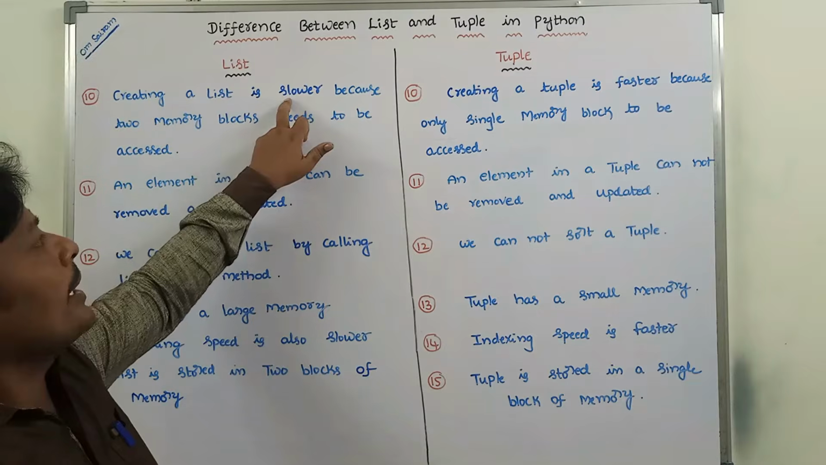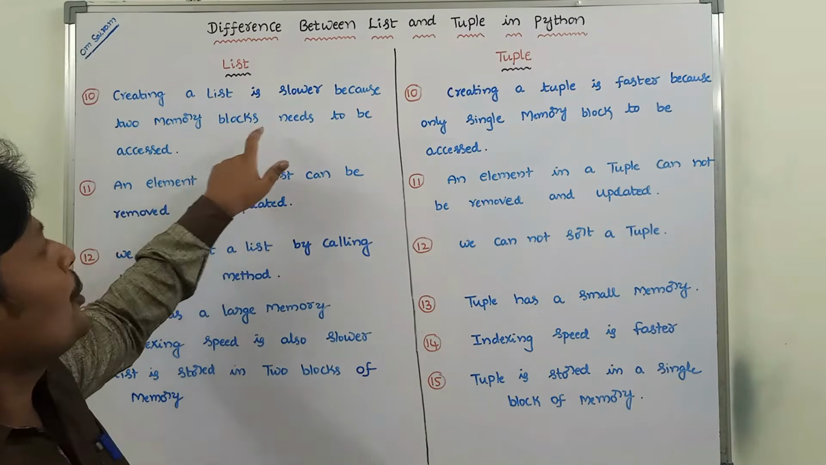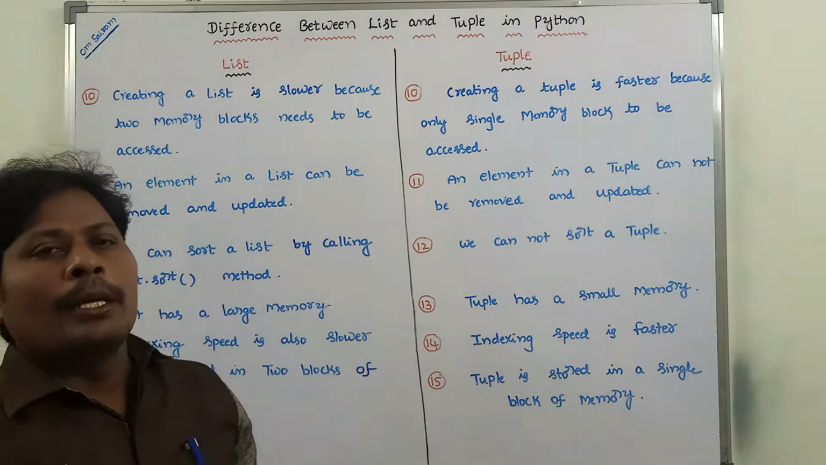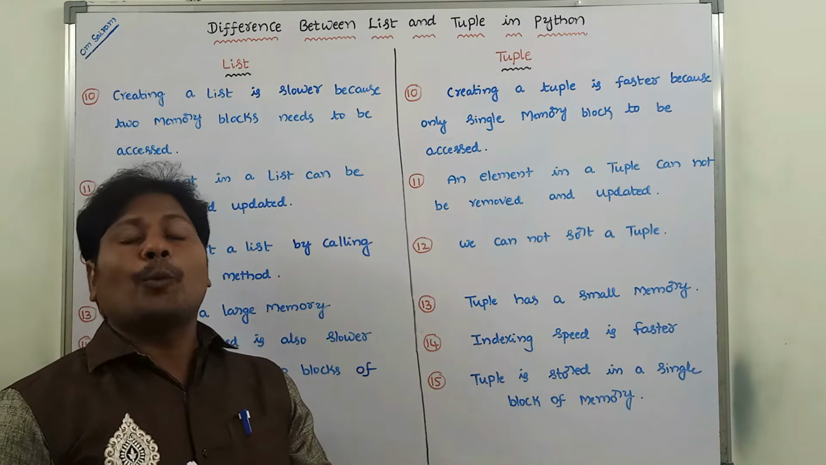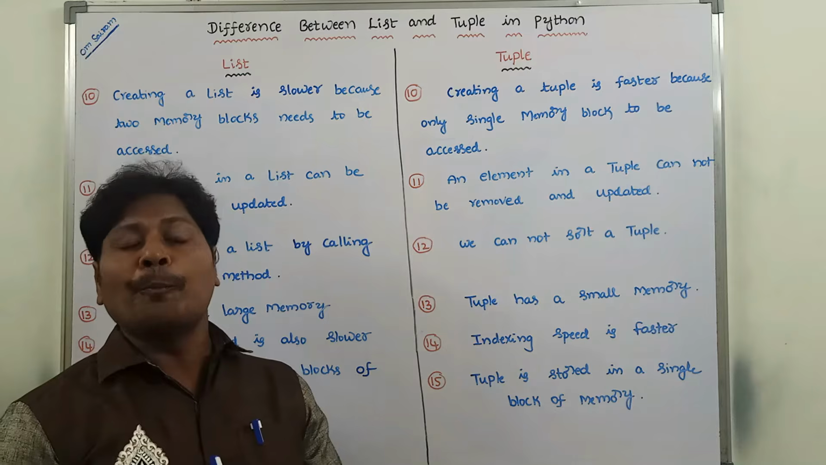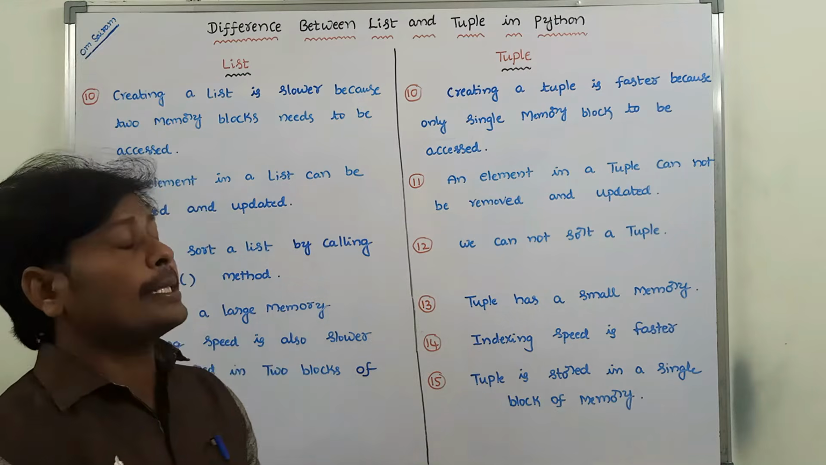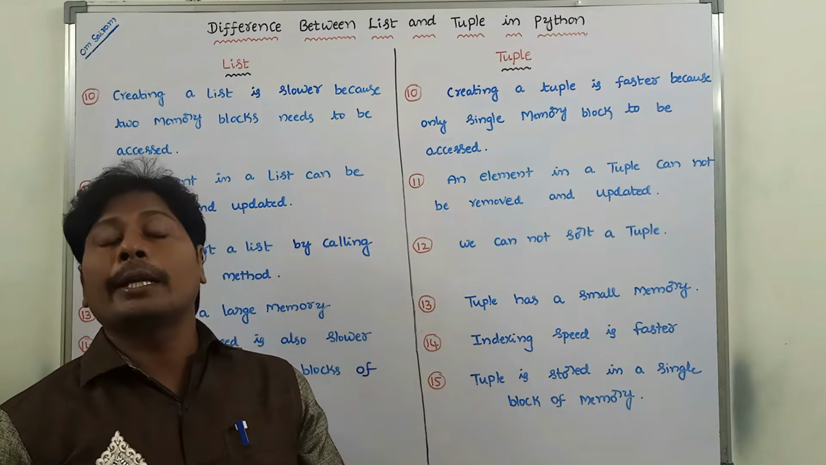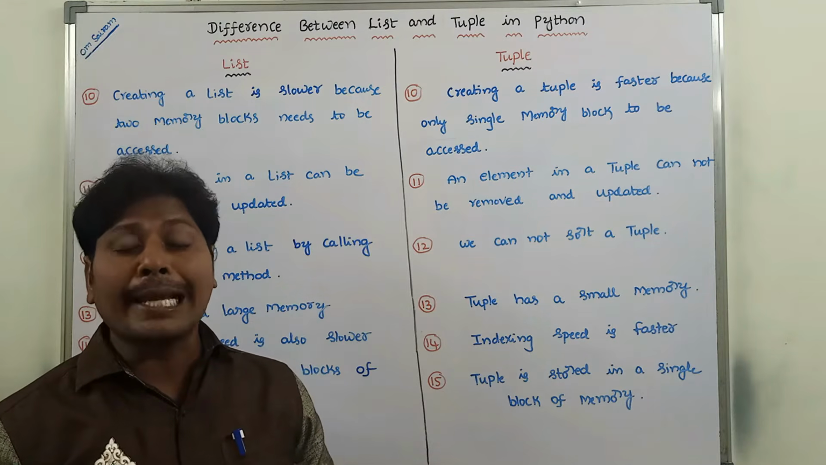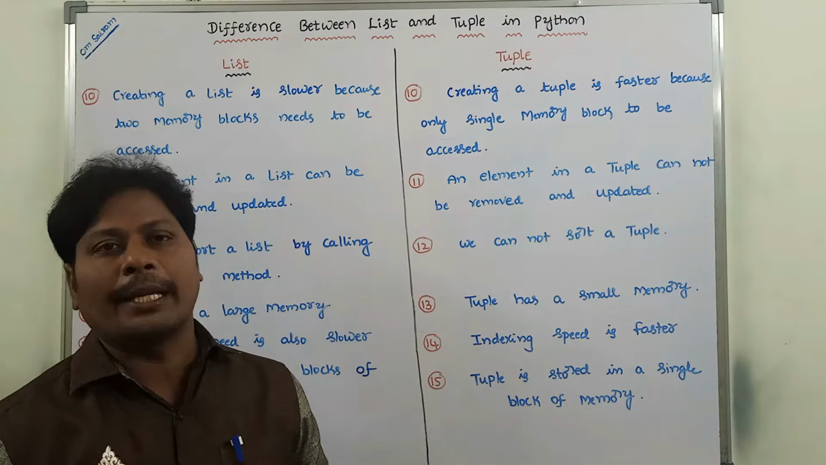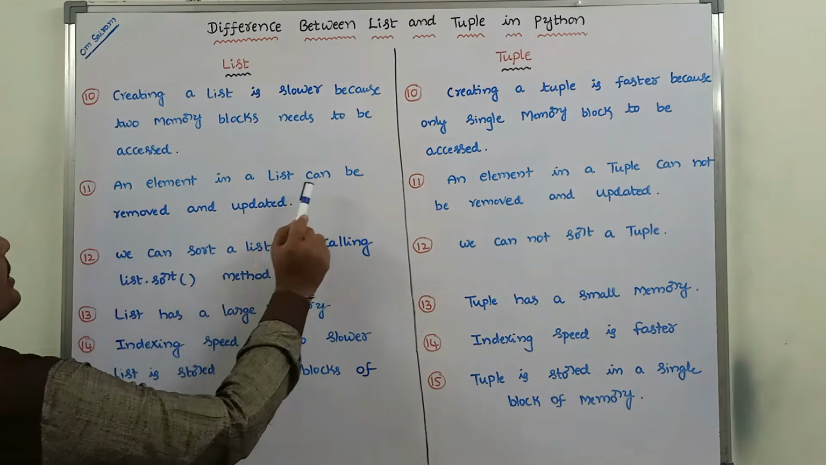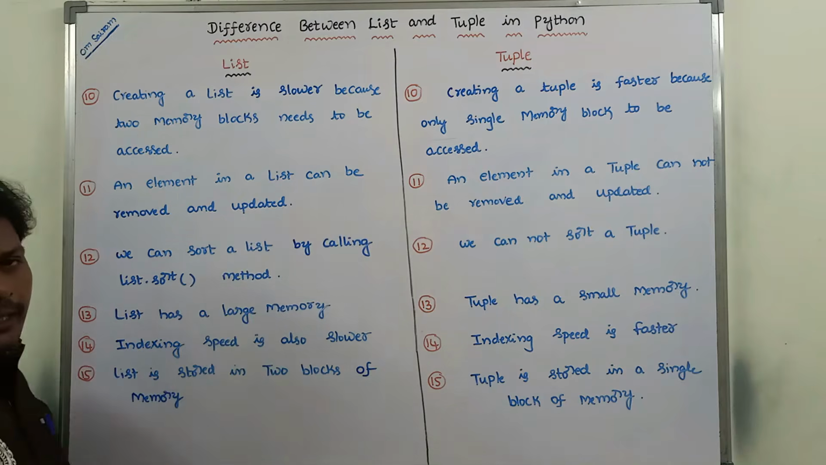Creating a list is slower because two memory blocks need to be accessed. To create a list, we have to use two memory blocks. Whereas in the case of tuple, to create a tuple, it uses only a single block of memory.